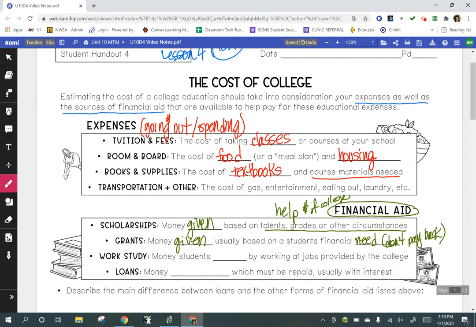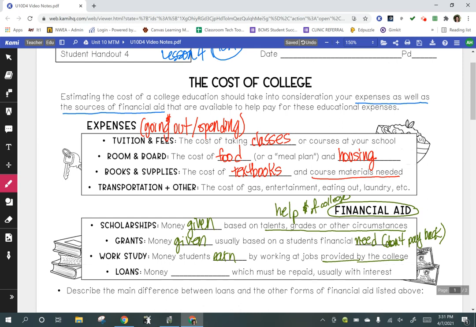Work study. Work study is money that students earn by working jobs provided by the college. That's kind of like when you're working on the college. You might work in the common areas. You might work for the newspaper. You might be a teacher's aide or a professor's assistant or something like that, where you get money that way as well.